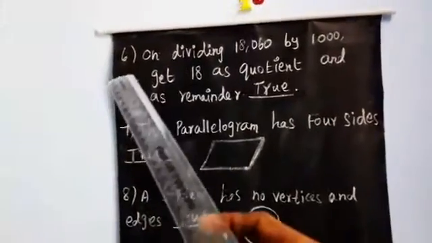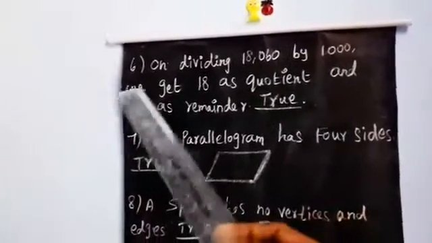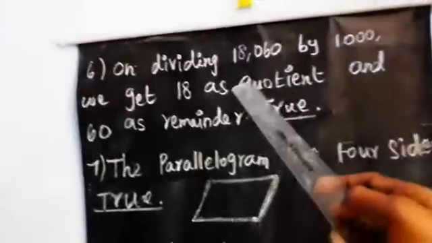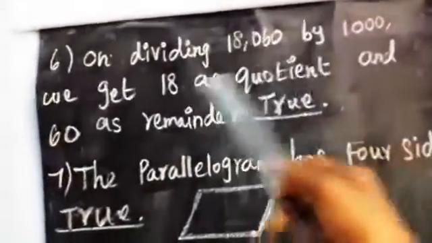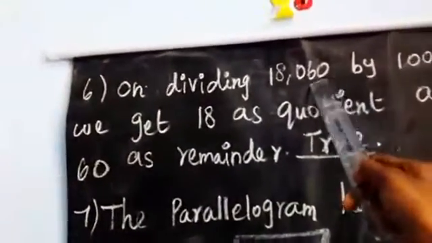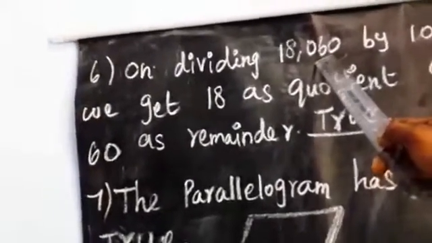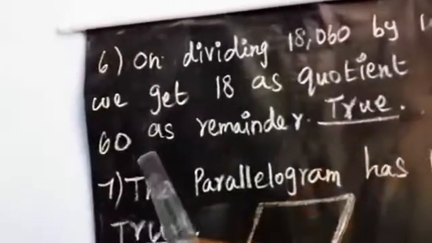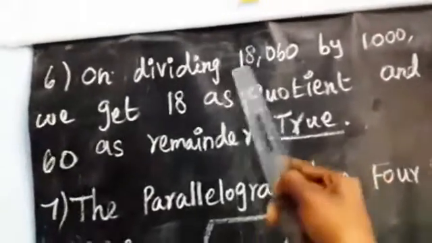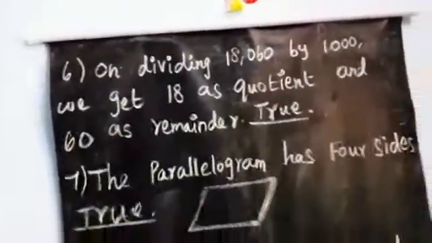The sixth one, on dividing 18,060 by 1000, we get 18 as a quotient and 60 is the remainder. When we divide by 1000, the number formed by the last 3 digits, from the right hand side, comes as the remainder, isn't it? So the last 3 digits come as the remainder. So 60 is the remainder. The remaining digits come as the quotient. Yes. So 18 is the quotient, 60 is the remainder. So the statement is true.